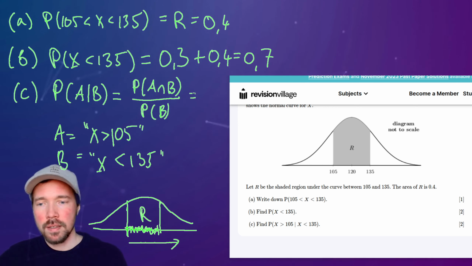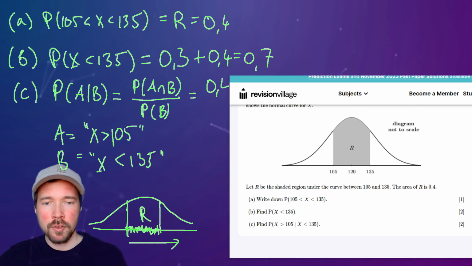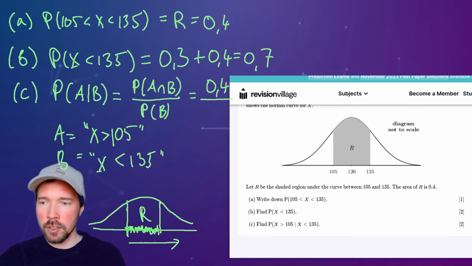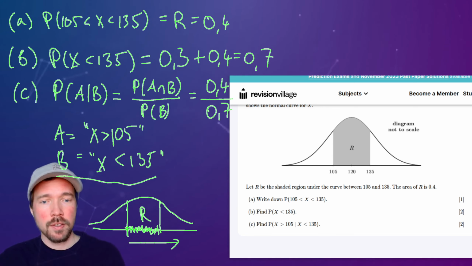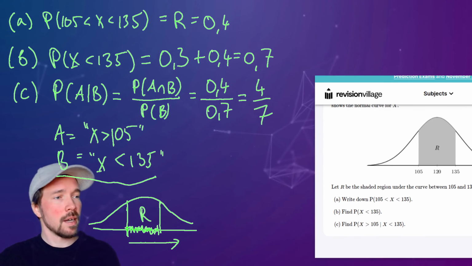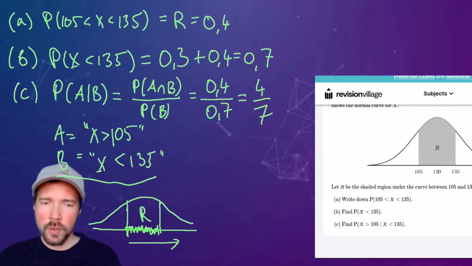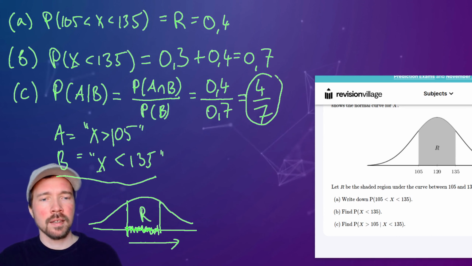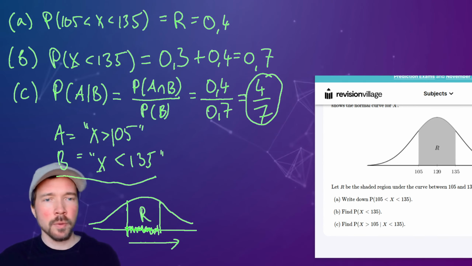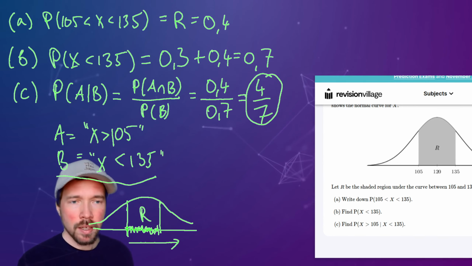So the numerator up here is 0.4, divided by the probability of B, which we also just got in part B of the exercise, which is 0.7. So I claim that this is 4/7, and as far as I know, this is a valid way of writing an answer in an IB paper, so I would not go and calculate it with a calculator. That would be a waste of time, so I move on to the next exercise.